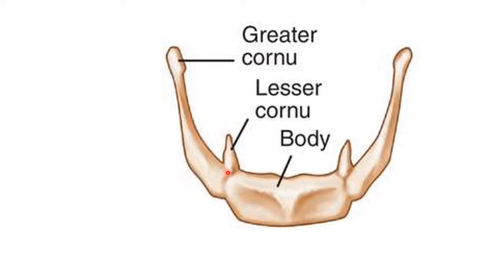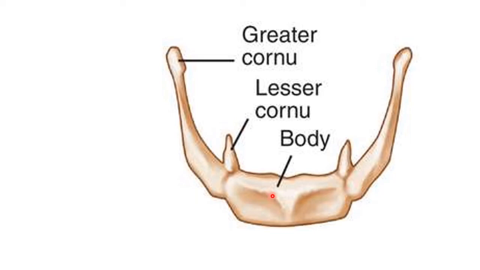Coming to the lesser cornu, this is the lesser cornu. It is a small conical bony projection attached at the junction of the body and the greater cornu. The stylohyoid ligament, which we discussed earlier, is attached to the tip of this lesser cornu, and it is sometimes ossified.